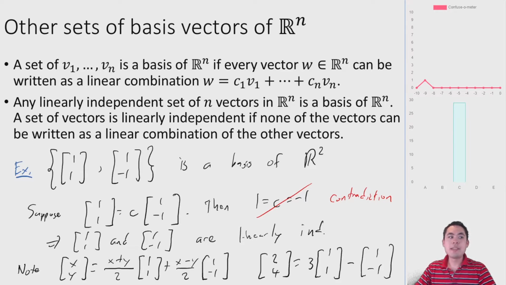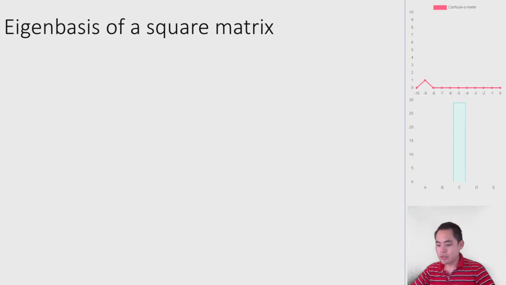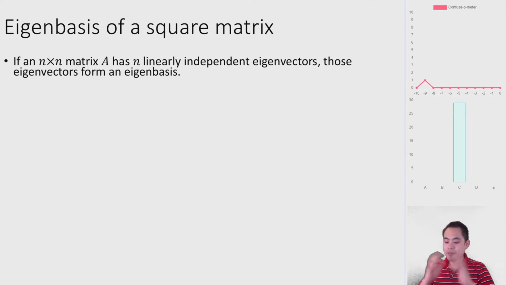Okay, so basically you can think of these as alternate axes. They're not necessarily orthogonal or perpendicular, but these are alternate axes that you can use to write any vector. It's an alternate coordinate system to write vectors in your space. Now why does this matter? This matters because sometimes you can write a basis out of eigenvectors. So if you have n linearly independent eigenvectors, those eigenvectors form an eigenbasis.